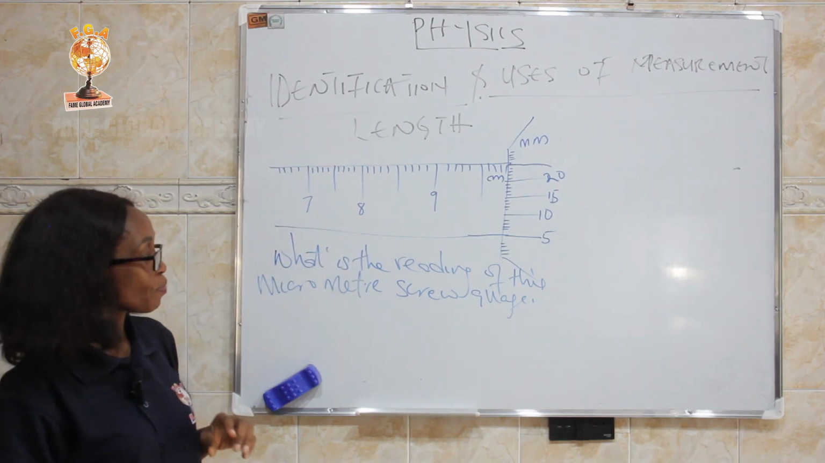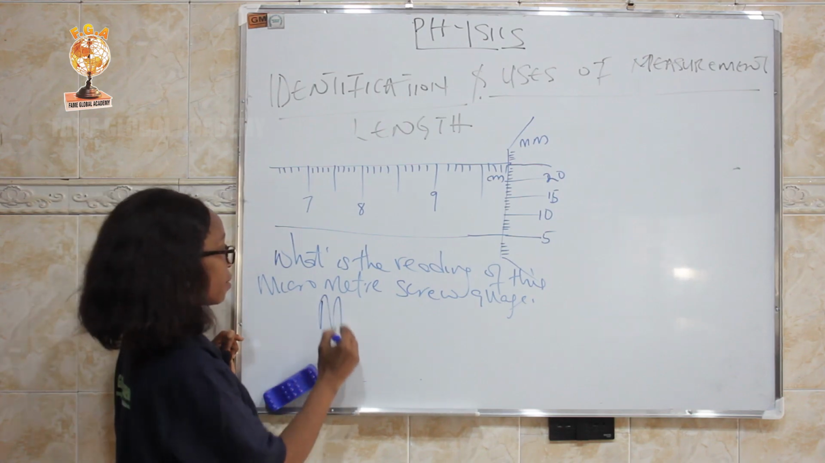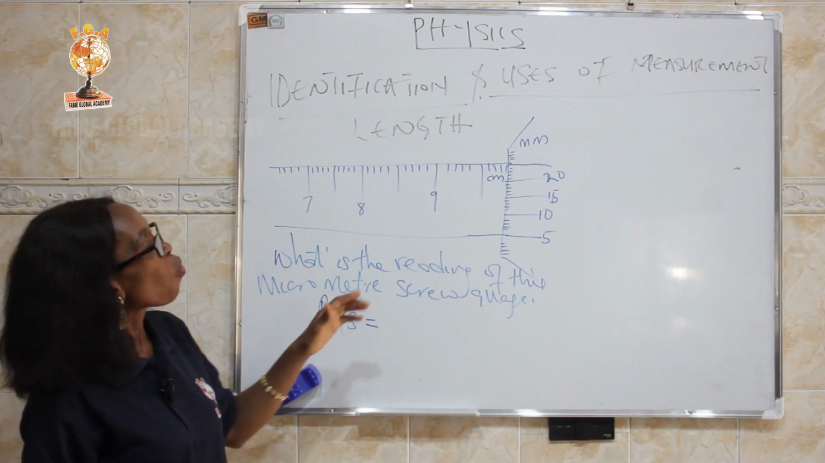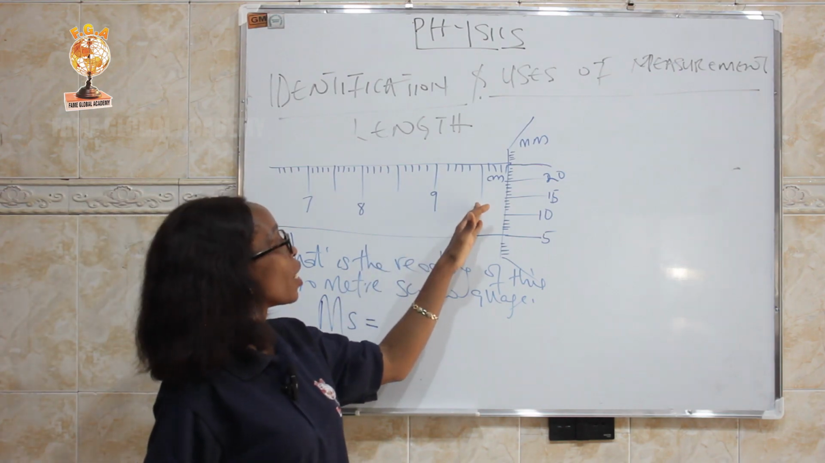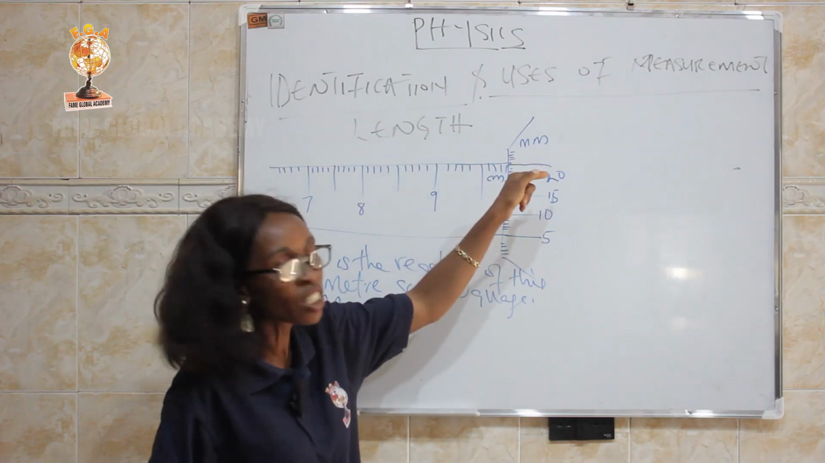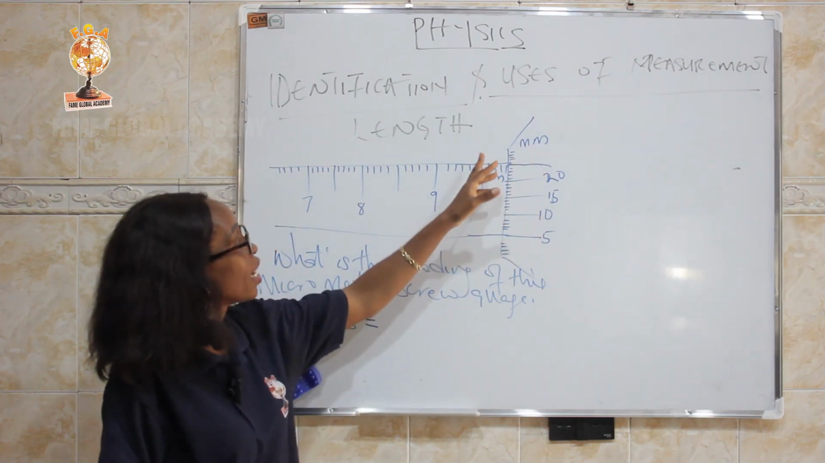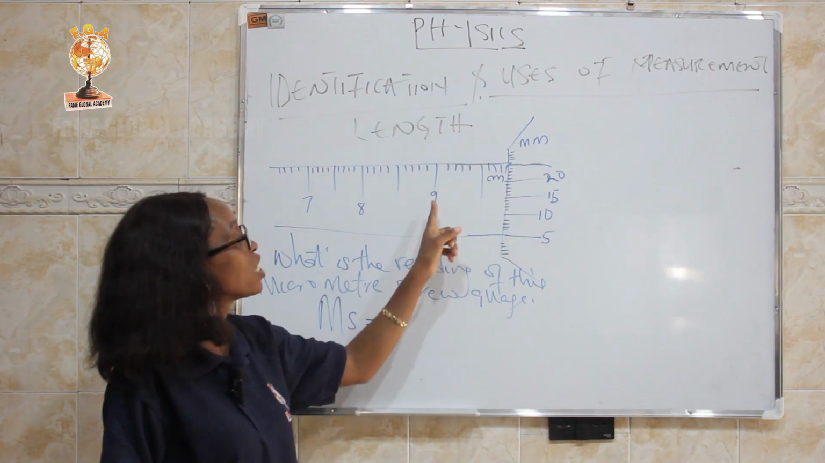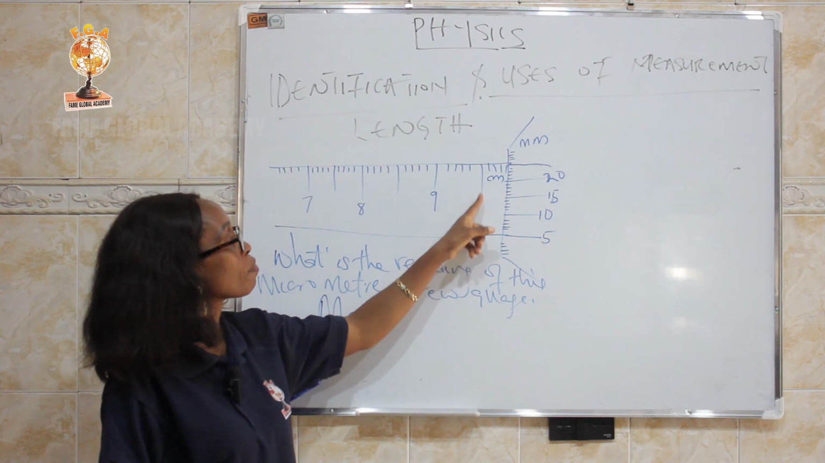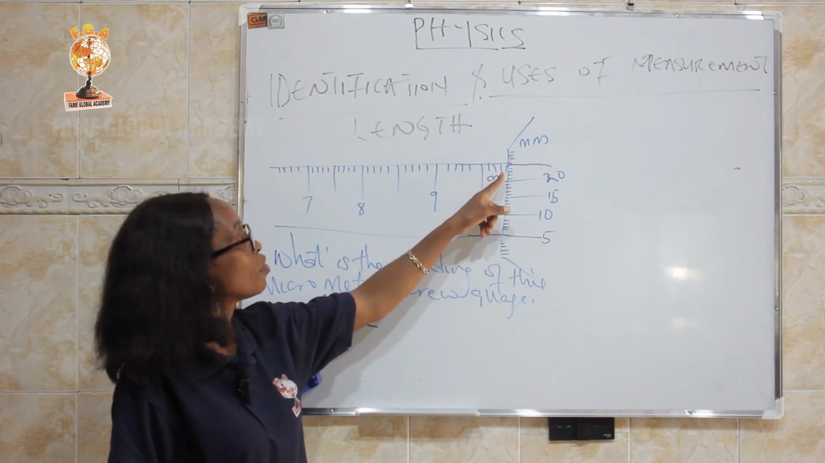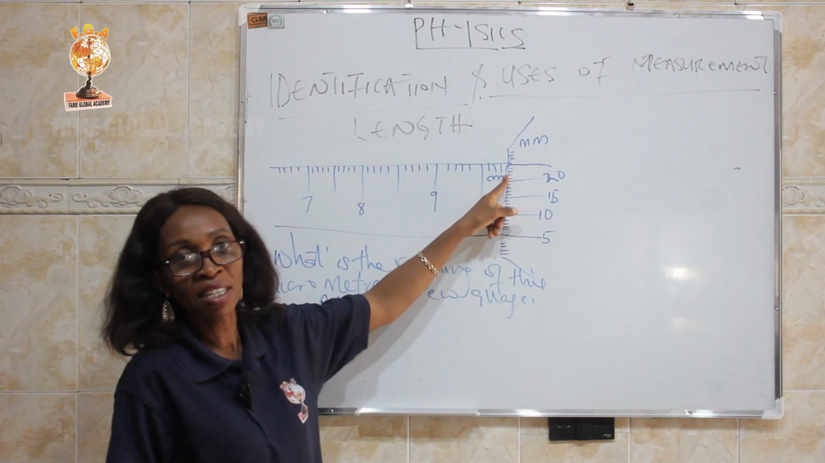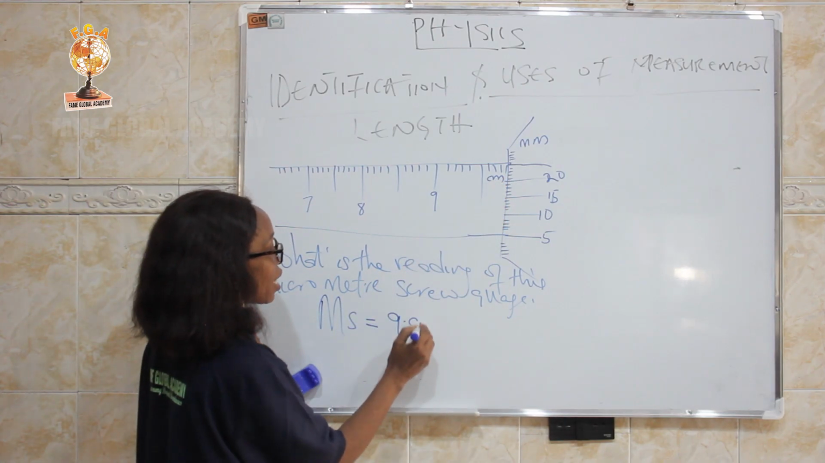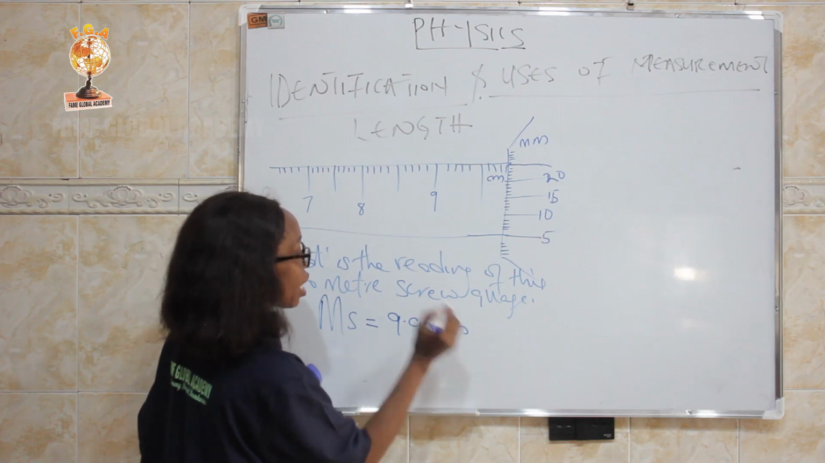Now, let's start with the main scale. How do I read the main scale? What is the reading before the main scale enters into the vernier scale? Remember, it is the last number before it enters into the vernier scale. If this is 9, this is 9.5, 9.6, 9.7, 9.8, 9.9. So the main scale is at 9.90 centimeters.